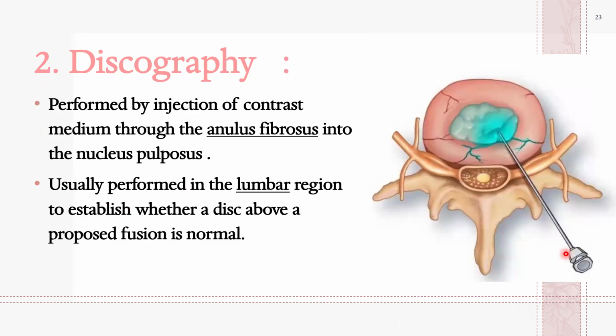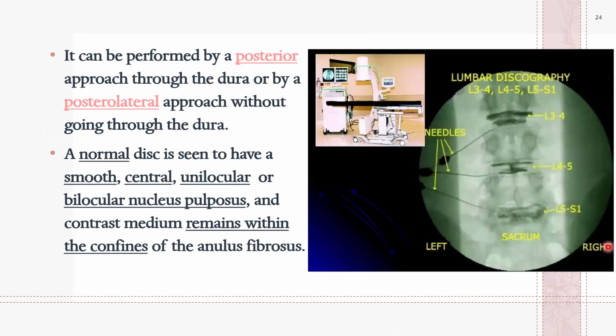Second is discography, which is performed by injection of contrast medium into the annulus fibrosus through the nucleus pulposus, as we see here in this image, usually performed in the lumbar region. It can be performed either posteriorly through the dura or posterolaterally without going through the dura. The normal disc should be smooth, with a central, unilocular or bilocular nucleus pulposus, and contrast medium should remain within the confines of the annulus fibrosus. These are the needles that are going through the disc space, through the disc.